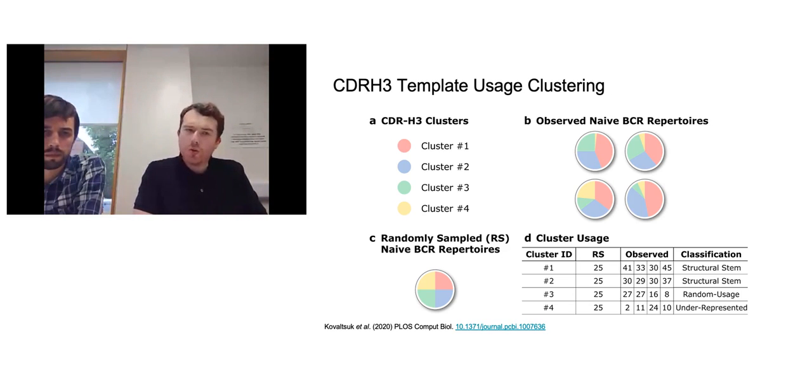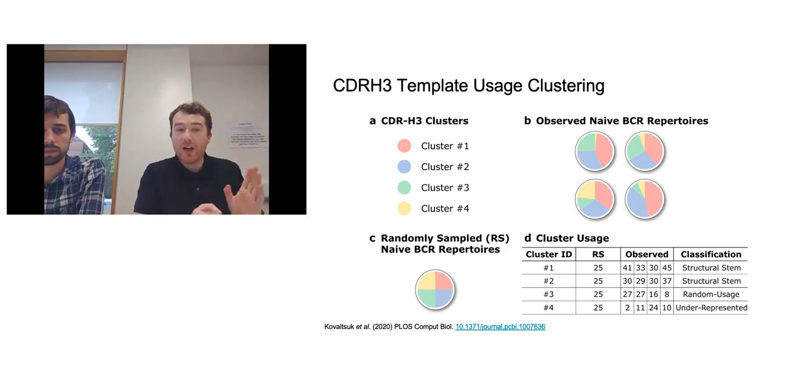Now, if you assumed that none of those observed structures were particularly fit, if you randomly sampled naive BCR repertoires, you might assume that each of these 4 clusters makes up around 20% of the structures that you observe. However, in reality, what you actually observe in naive BCR repertoires is that some structures will be enormously overrepresented. So in your naive BCR repertoires, most of the sequences actually converge on a fairly small number of structures.